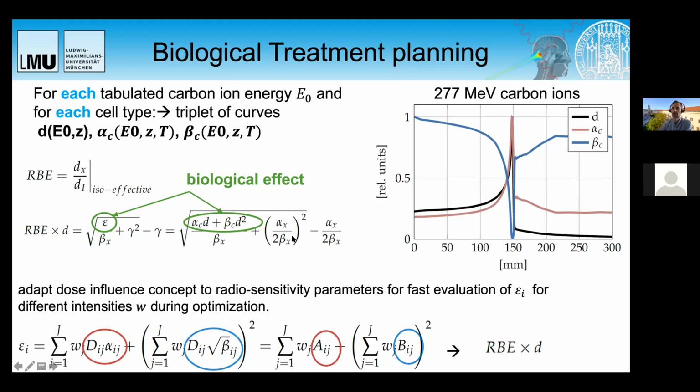So the biological effect is just the intermediate quantity for treatment plan optimization. In matRad, you can also directly optimize on the RBE. There are only very marginal differences in different trade-offs. But what's important to know is that in biological treatment planning, you apply a very similar concept, which is the influence concept, that allows you to run the optimization very effectively, because you have to re-evaluate your biological effect in each iteration for different pencil beam weights.